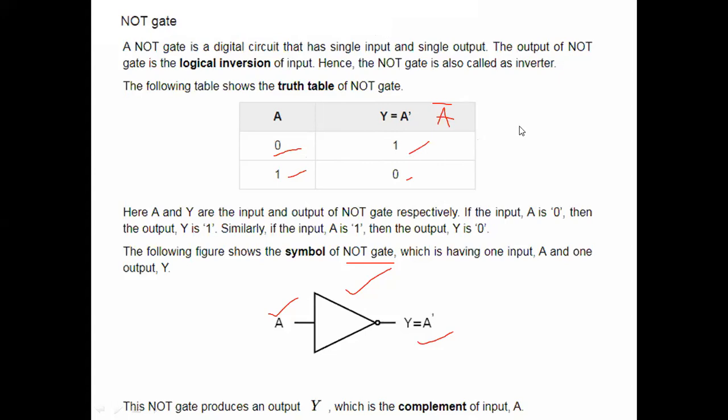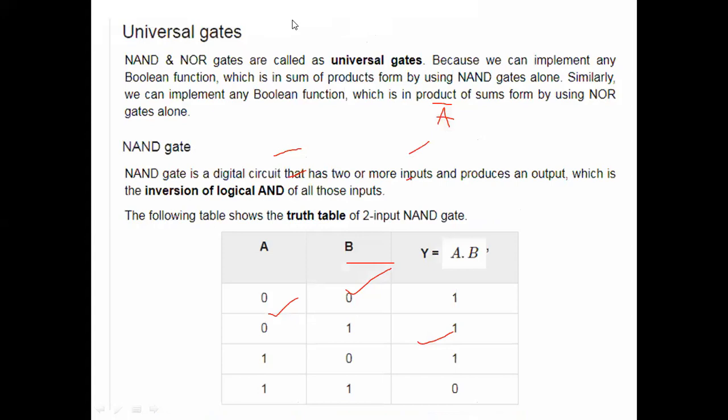Next, the NAND gate. Universal gates. So the basic gates are over: AND gate, OR gate, NOT gate. Now the universal gates, NAND gate and NOR gate. NAND and NOR gates are called universal gates. This is a very, very important point, because we can implement any Boolean function which is in sum of products form by using NAND gates only. Similarly, we can implement any Boolean function which is in product of sums form by using NOR gates only.